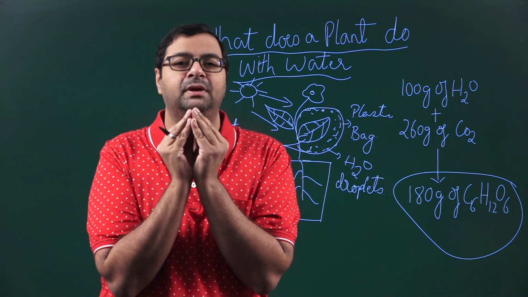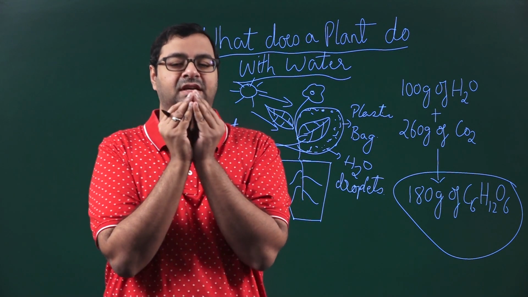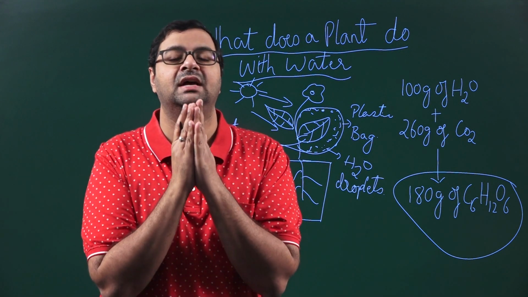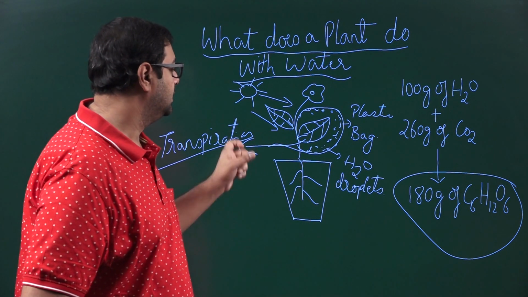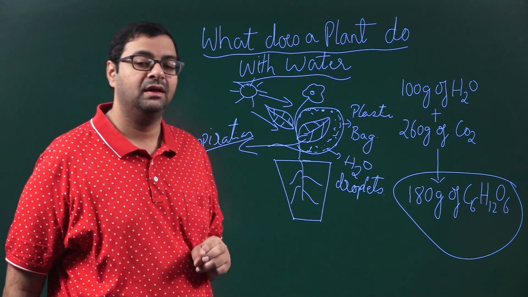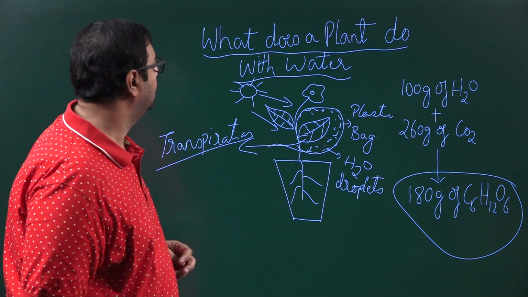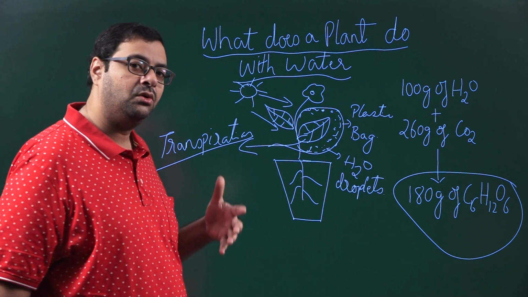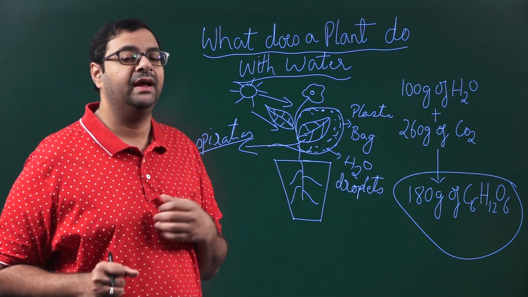So when it is open, the gases are entering into the stomata and the gaseous exchange is occurring. Now when it is closed, there is no gaseous exchange occurring. So the stomata plays a major role in the transpiration process. So this is what a plant does when it is absorbing water.